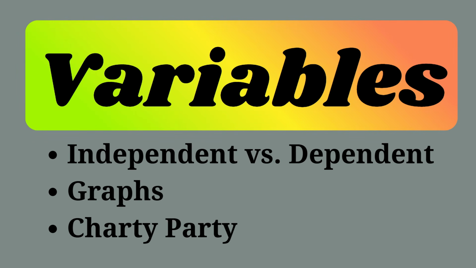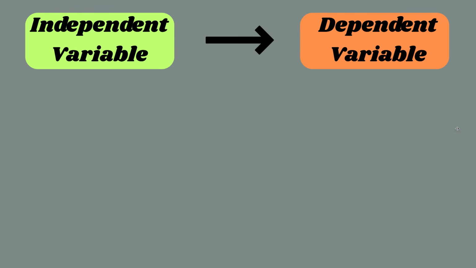Hello everyone, this video will provide an overview of variables in science, discuss how independent and dependent variables are related, and show you how to interpret graphs of these relationships using a game called Charty. Variables are any factor in a scientific experiment, and we'll look at some examples in a minute, but let's jump into independent versus dependent variables.